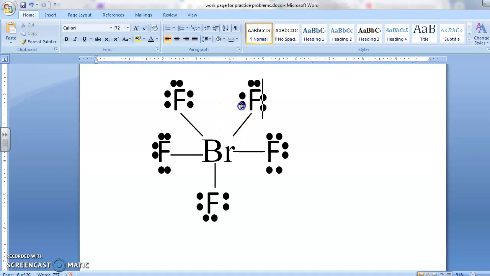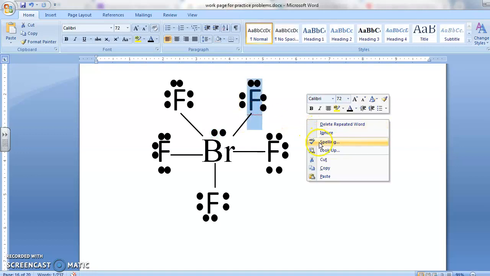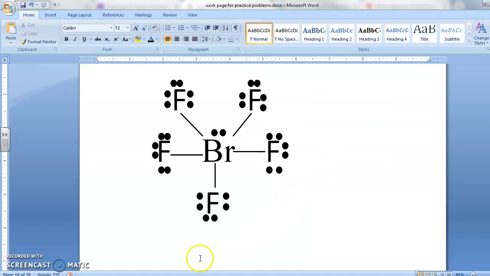So what do I need to do? I have to add another pair of electrons to the bromine in order to have this correct. This is why it's important to double check your totals. Now we should be ready to go. Hopefully this will be the correct molecule that we need to take a look at. 42 electrons, then we can analyze the shape.